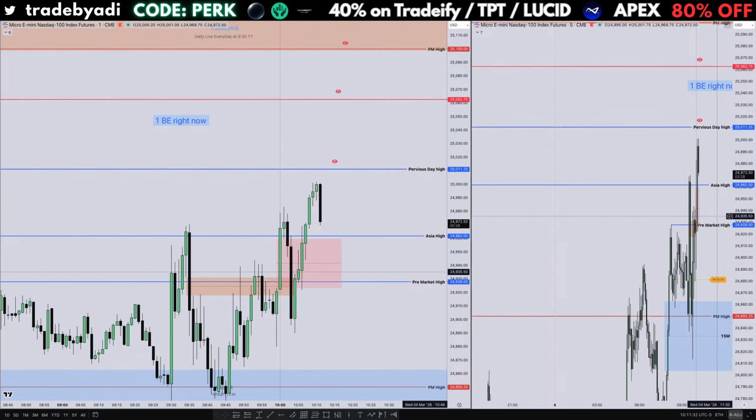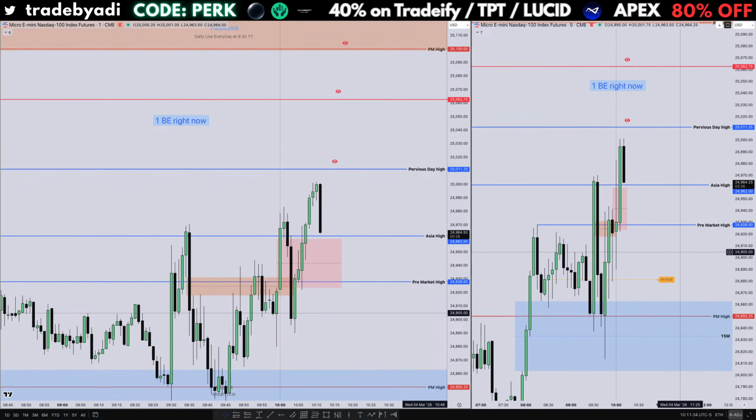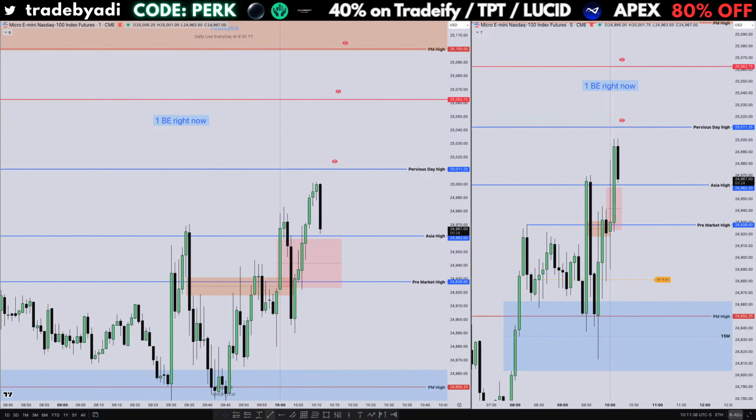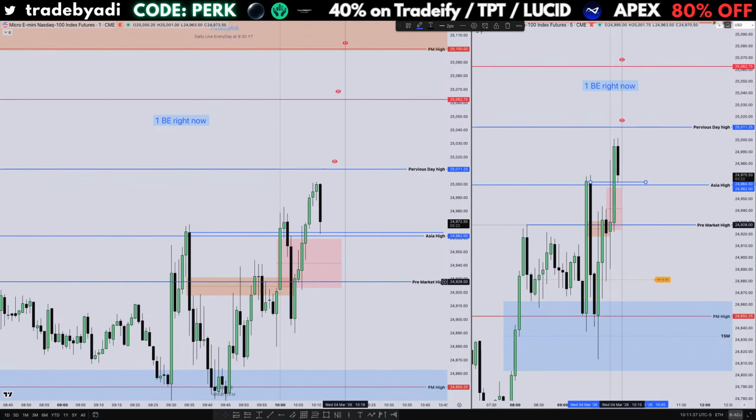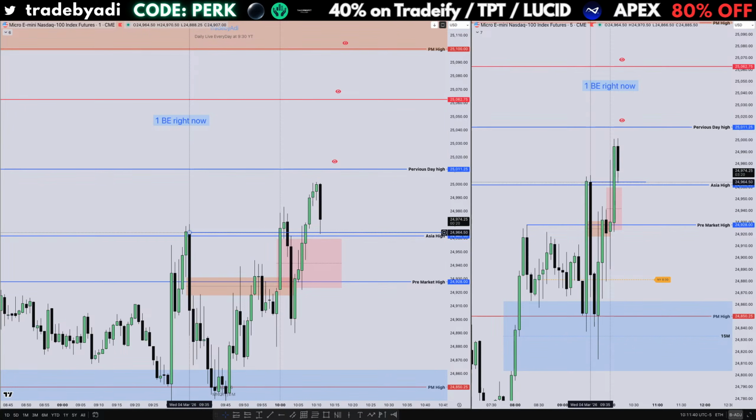I want to see how the order block is going to work. This one, this order block. And my stop loss is over here, okay? 24,921 over here.